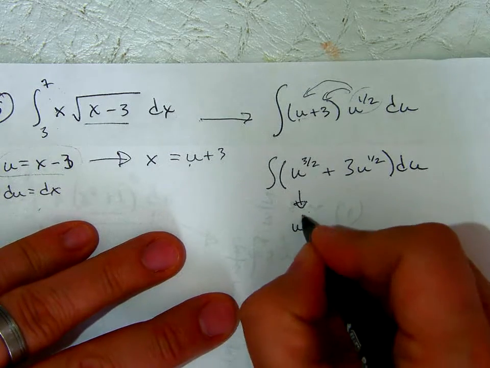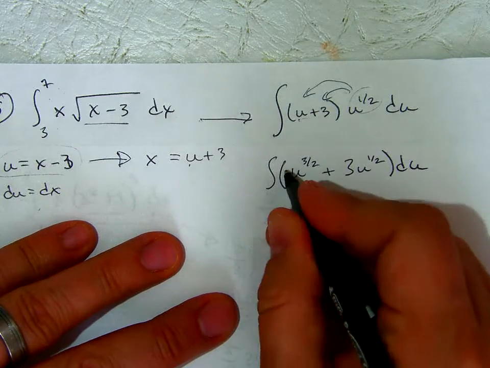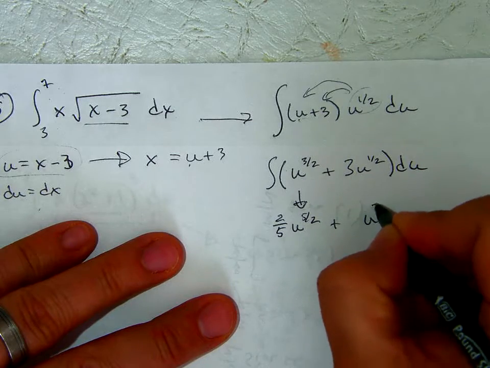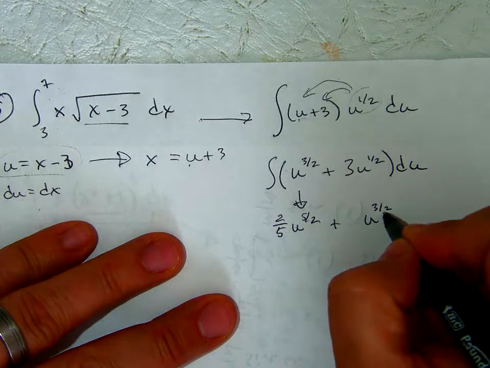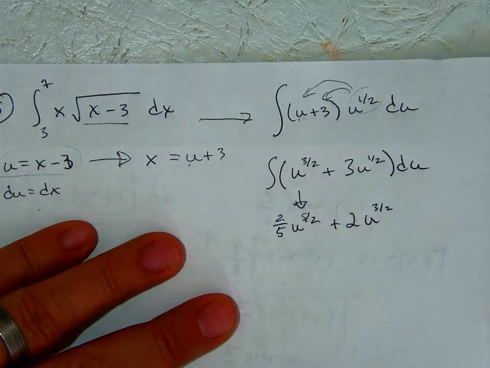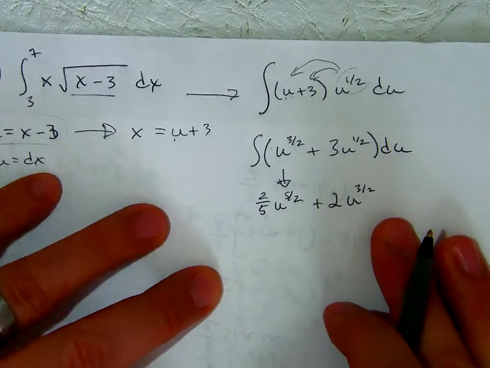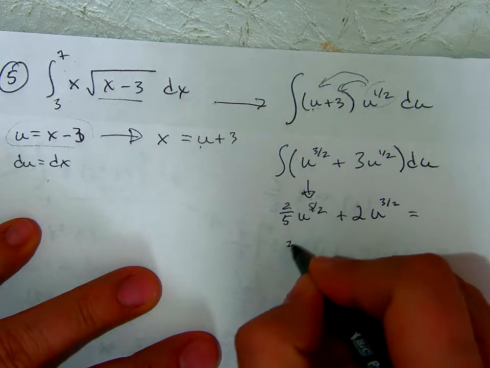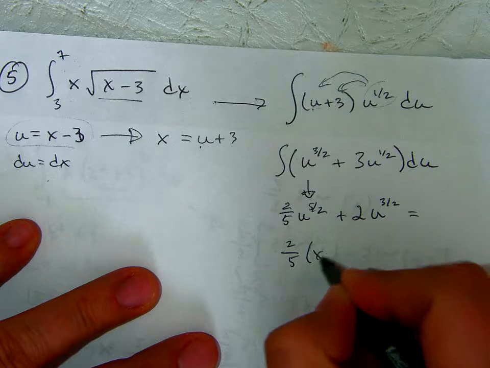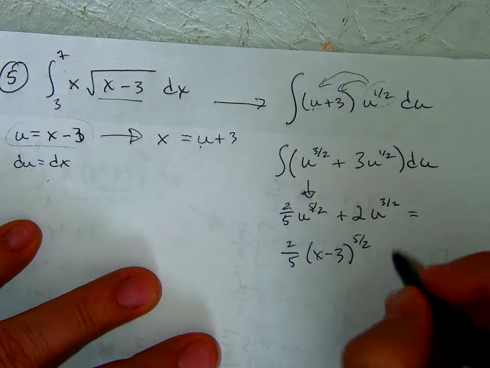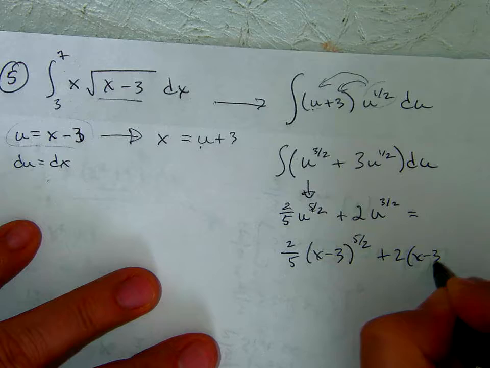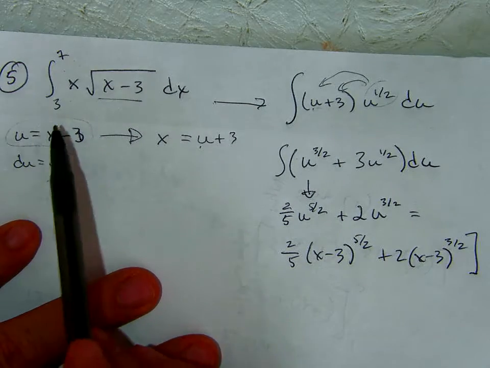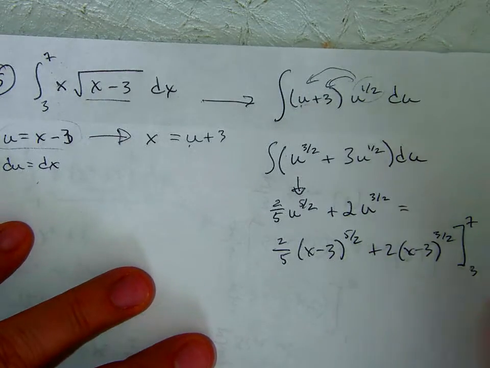This becomes u to the 5/2 and 1 over 5/2 is 2/5. U to the 3/2 goes up 1 to 3/2, and 3 over 3/2 is 2. And now I've done my antiderivative, so I can undo my substitution. Essentially, I end up with 2/5 times x minus 3 to the 5/2 plus 2 times x minus 3 to the 3/2. And now I can look at my limits of integration, which are 3 and 7.